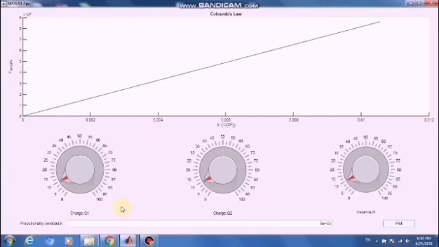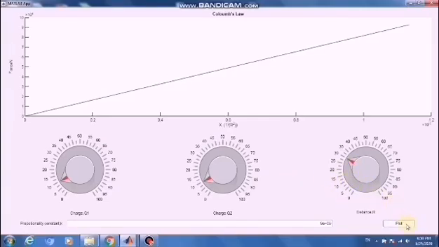Now let's try to remain the value of Q1 and Q2, but increase the value of the distance R to 30. Now, as we can see, when the force is 2, the x-axis lies in between 0.2 and 0.4, which means the graph gets even steeper.